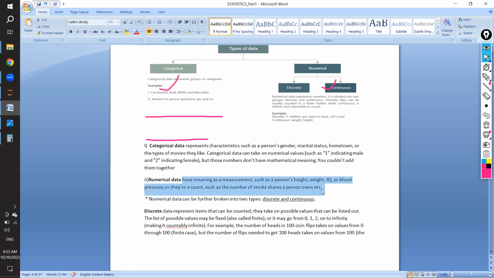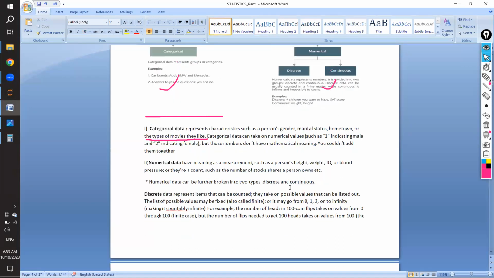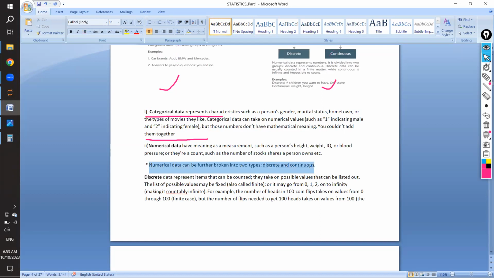So numerical can be a person's height, weight, IQ, blood pressure, etc. Those are things which you can count. See, the number of stocks a person is owning, etc. Those are all numerical. As you can see, numerical is divided into two types: discrete and continuous.